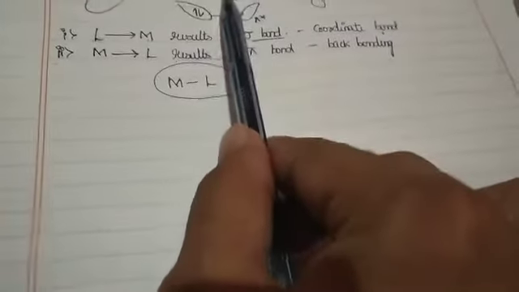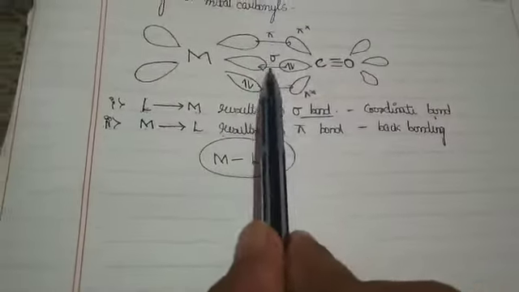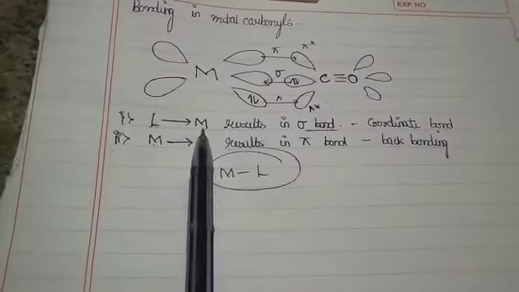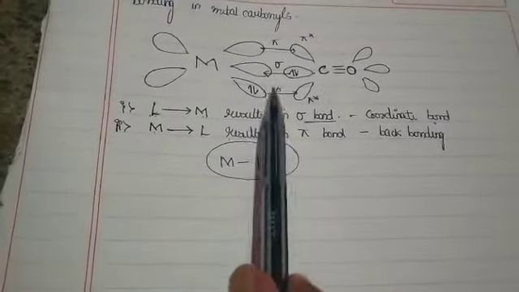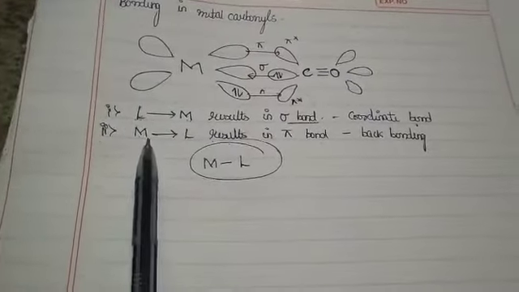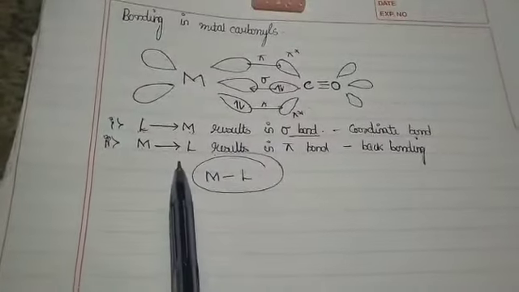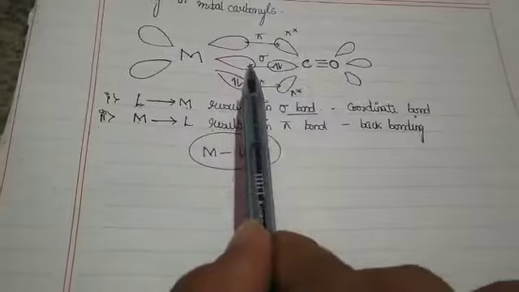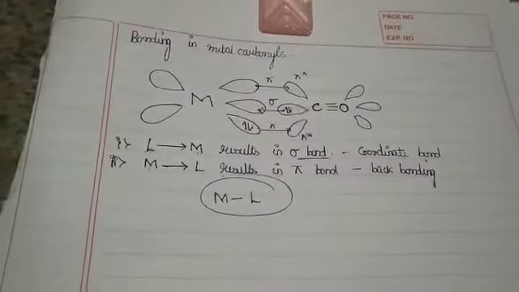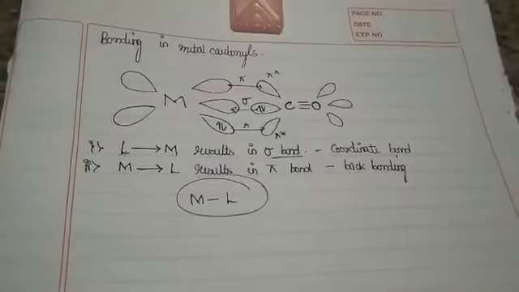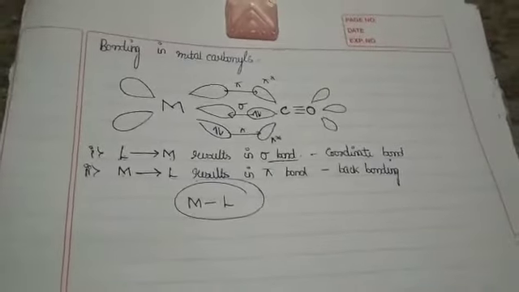When carbon monoxide acts as a ligand, there is a formation of one sigma bond and two pi bonds. The sigma bond is formed when the ligand transfers electrons to the vacant d orbitals of your central metal atom or ion. Whereas the pi bond results when the filled d orbitals of the central metal atom or ion donate electrons to the anti-bonding orbitals of the ligand, resulting in the two pi bonds. So this is the major important thing one has to know when dealing with bonding in metal carbonyls.